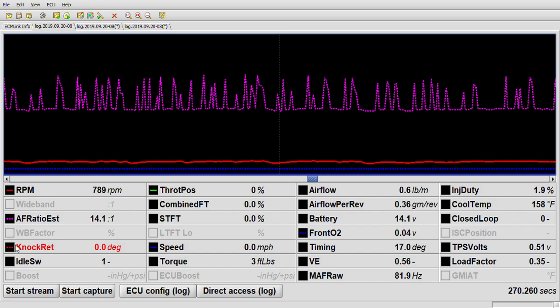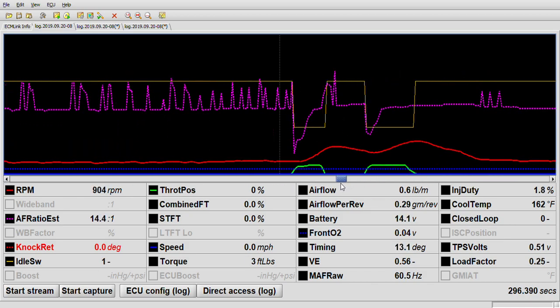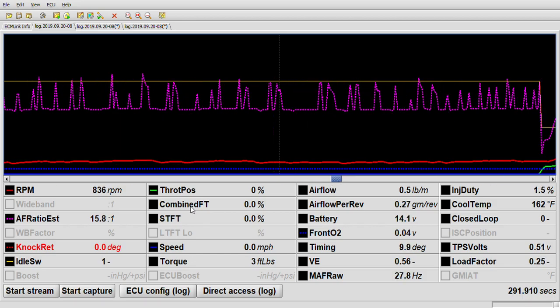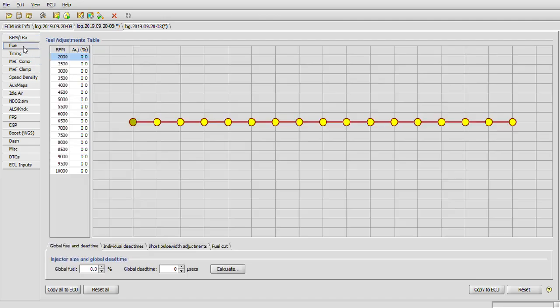I did notice that the idle switch is functioning correctly. We do have some fluctuations there once he's hitting the throttle, so we know the idle switch is working correctly. That was being simulated by the throttle position sensor, I believe, in the RPM tab right here. So we're okay there. No other real problems here at the moment that really jump out at me.